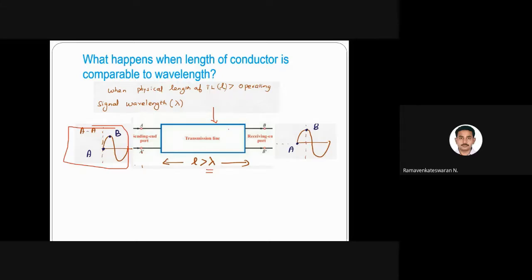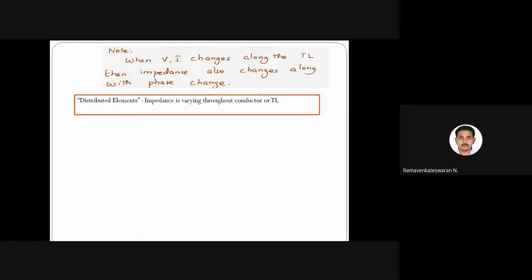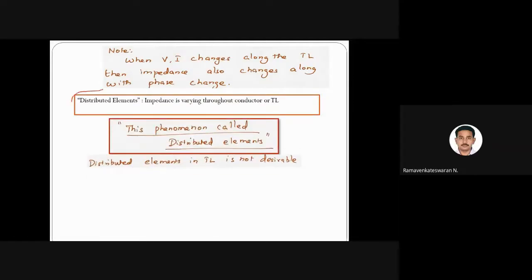So basically, when the operating wavelength is comparable to the physical length, or the physical length is comparable to the operating wavelength, or sometimes it is more than the operating wavelength, the transit time effect is visible during the transmission. So it becomes a hindrance for signal processing, receiving, and further analyzing it. So this is called distributed elements. Okay, so here you can see that there is a phase difference already. So this is called distributed elements basically.